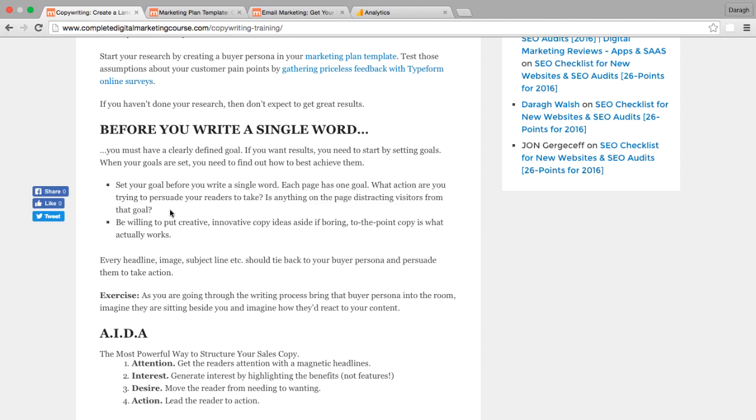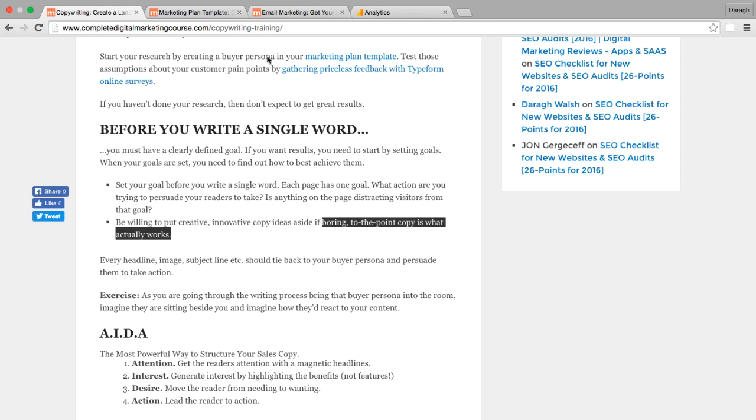And as a general rule for copywriting, you should have one clear goal for the person and get them to complete that action. If you have a lot of competing pop-ups and different offers and incentives, people can get distracted because you're presenting so many options to them, and sometimes instead of making a decision, they just leave the page. So be willing to put creative, innovative copy ideas aside if boring, to-the-point copy is what actually works, and keep that goal in mind.